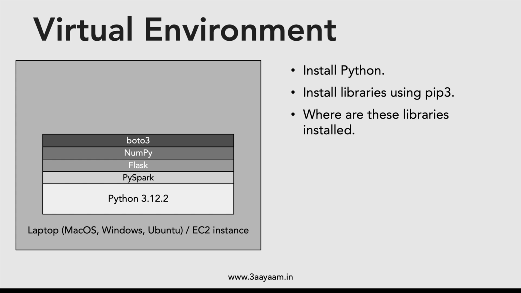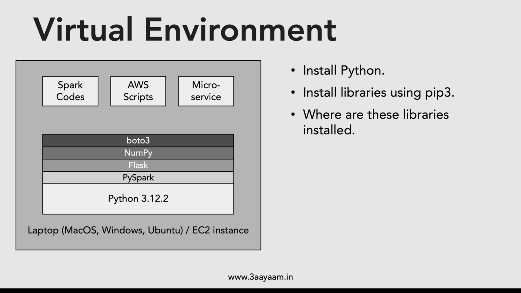But let's say I have various development environments. So let's say I have 3 development environments. In one environment, engineers are writing Spark codes. And then we have DevOps engineers who are writing AWS scripts. And then we have microservices or backend developers who are writing microservices. So the Spark code would use the PySpark library, and AWS script would use the Boto3 library, and microservice would use the Flask library.